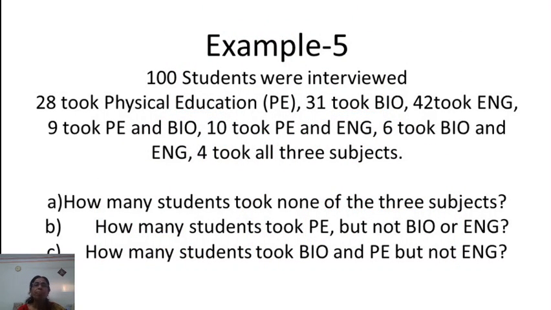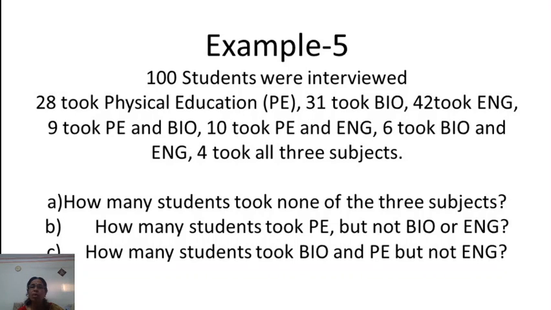Example 5. 100 students were interviewed. In that interview, 28 took physical education, we denote it as PE, 31 took bio, and 42 took English. 9 took PE and bio, 10 took PE and English, 6 took bio and English, 4 took all three subjects. Underline this 4 because first we have to write this number in our figure.